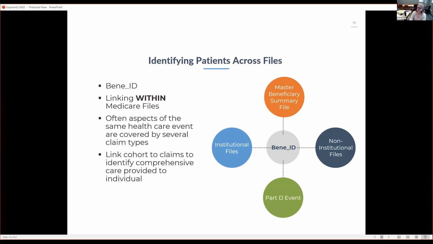But if I get Part D data, the Master Beneficiary Summary File, the institutional files, so inpatient, and carrier, the Beni ID for all of those will be common. That means I can tell across all these files the same person and put that person's history together. We can also use it to create crosswalk files if we're going to link it with external data. So this is really good. It's certainly made it easier.